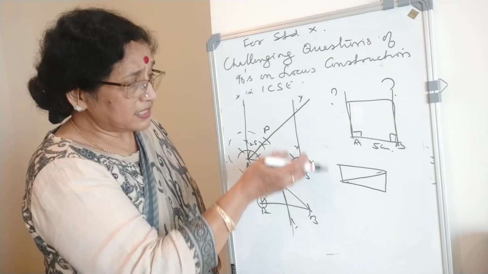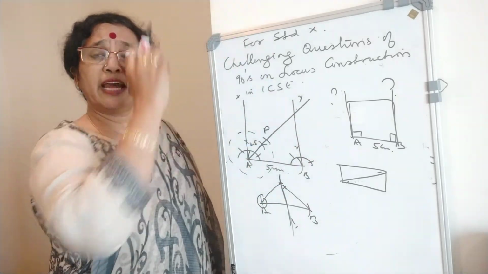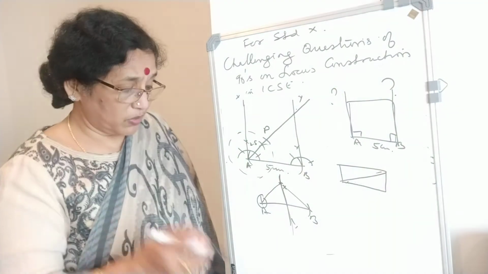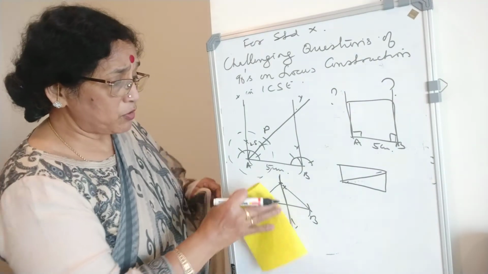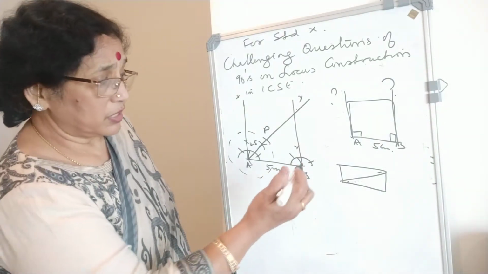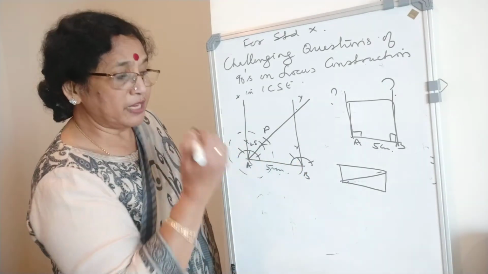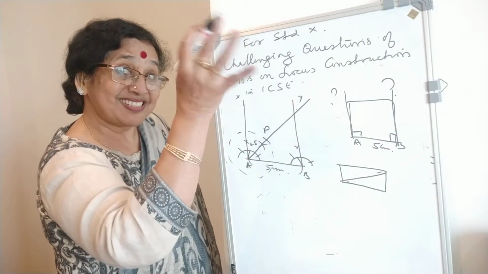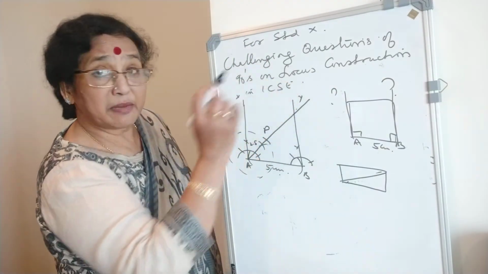How can you bisect a line when you don't know the other end of the line? You cannot find the bisector. You can draw a bisector of a line segment, not of a line. So here you are drawing AP. Now, P is equidistant from B and C. I don't know where C is, but it will be on this line BY.